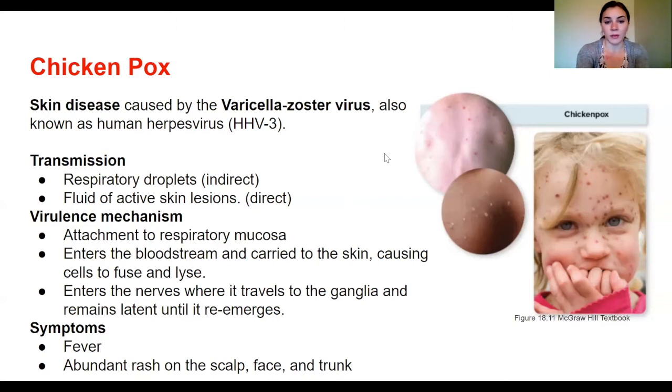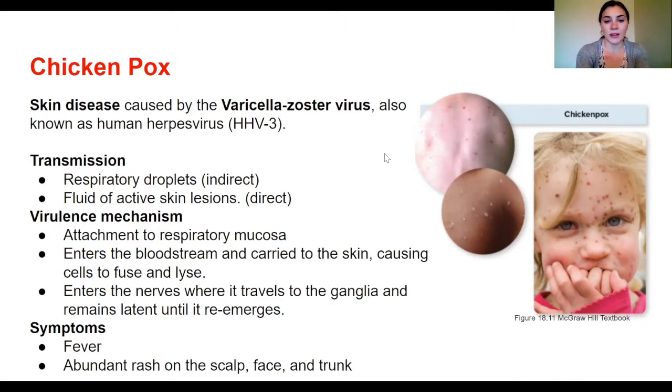As for the virulence mechanism, the virus first attaches to the respiratory mucosa. It then enters the bloodstream, where it travels to the skin and cells begin to fuse and lyse, causing the skin lesions. It then enters the nerves where it travels to the ganglia and remains latent until it reemerges months or even years later as shingles. The virus's latency allows it to go unchecked by the immune system, thus providing a safe reservoir for it.